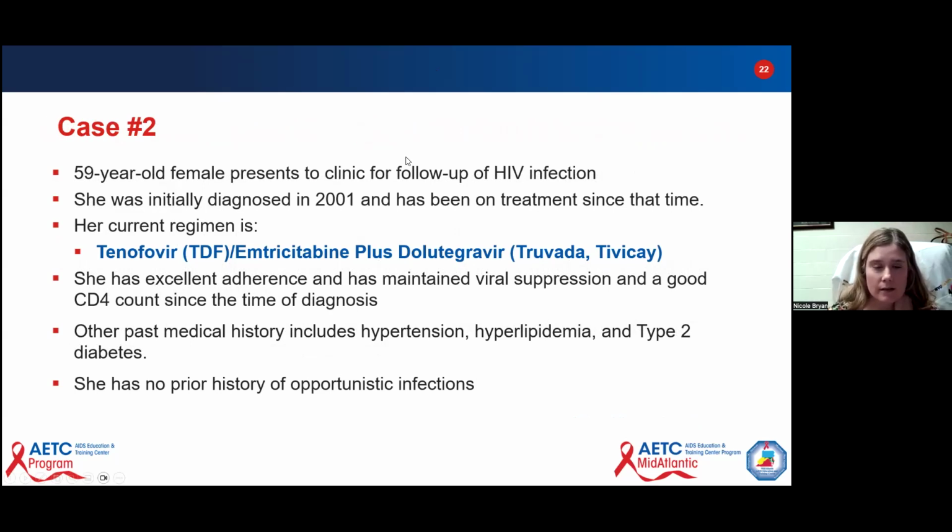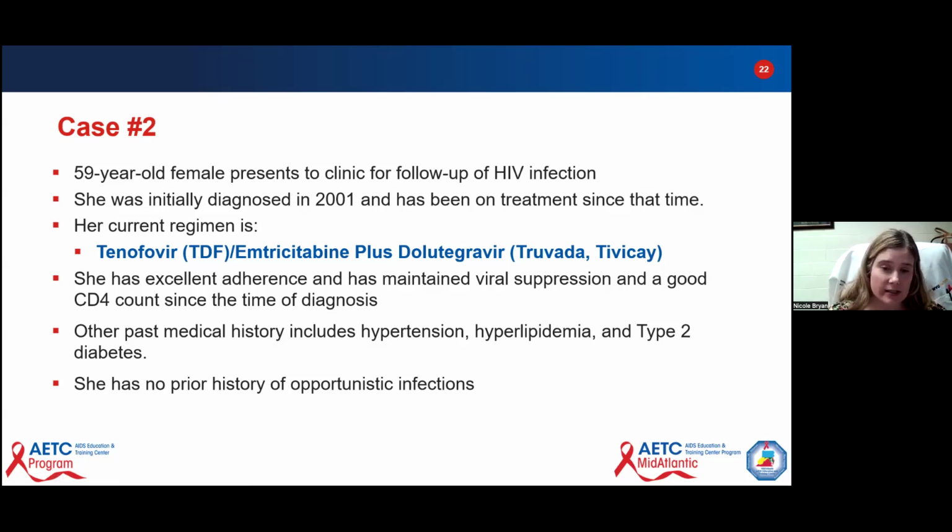Okay. All right. So the next case is a 59-year-old female coming in for follow-up of HIV infection. She was initially diagnosed in 2001 and has been on treatment since that time. Her current regimen is tenofovir, the older version, the TDF, with emtricitabine and dolutegravir. If brand names are more comfortable, that's Truvada and Tivicay. She has really good adherence. She's maintained good viral suppression and a good CD4 count.